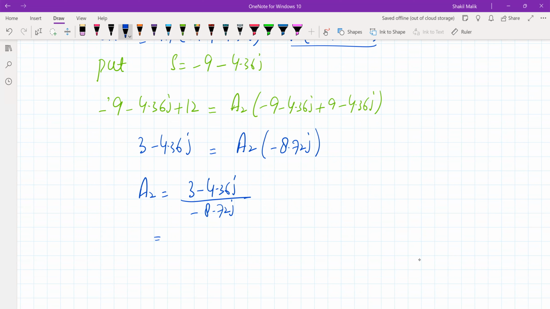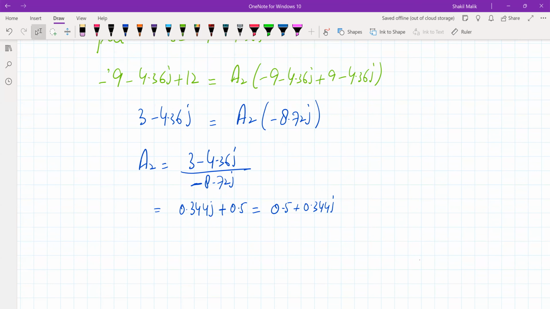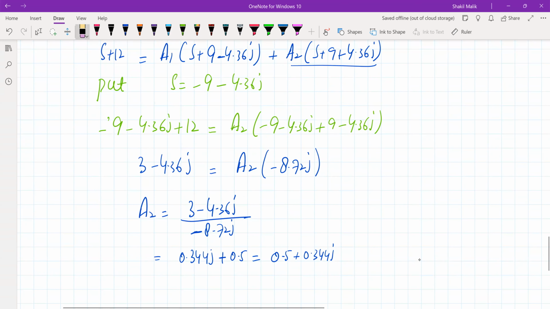But j is in the denominator, so this term will become plus, so it will be 0.344j, right? Once you divide 3 by this, and the j and j in the other term will get cancelled, it will be 0.5. So you can write it as 0.5 plus 0.344j, right? Sorry, this is A1, not A2. We had put it wrong, so this is the value of A1.